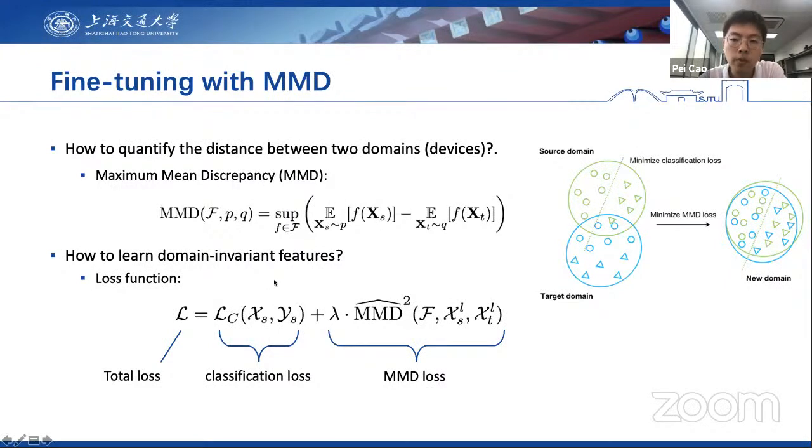In order to learn domain environment features, we must design a new loss function. The loss function is composed of two parts, a classification loss and an MMD loss. The classification loss makes sure that the learned features are discriminative. In our experiments, we use cross-entropy loss by default. The MMD loss tries to make the two domains appear as similar as possible. It can be regarded as a constraint term with a penalty parameter lambda.